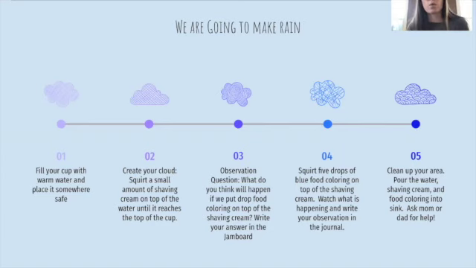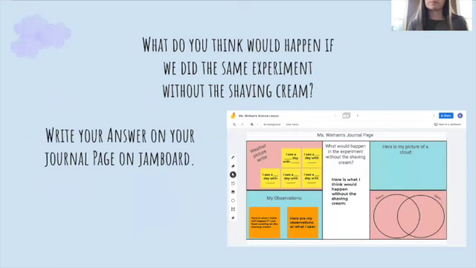And then we wrote down the answer to, what do you think would happen if we did the same experiment again without our shaving cream cloud? I don't know what would happen if we did that. You are going to go to your Jamboard. Remember, it looks just like this. You're going to write what you think would happen before you put the blue food coloring on top of your shaving cream.